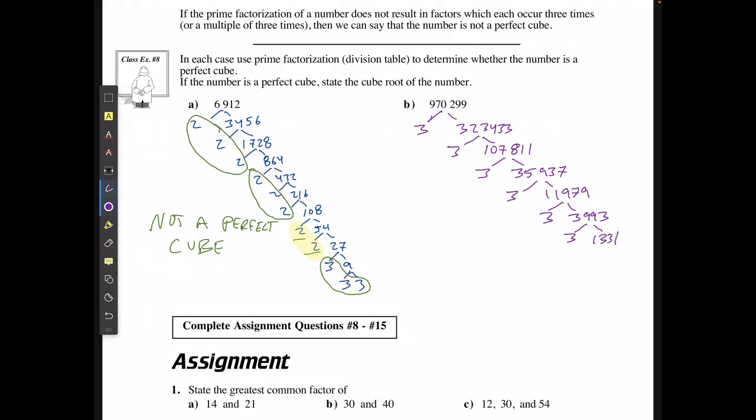Can't divide by 3 anymore. Can't divide by 5. Can't divide by 7. And I get to 11 and 121. And 11 and 11. I have 1 set of 3s. I have 2 sets of 3s and all my 3s are gone. And I have 1 set of 11s and all my 11s are gone. This is a perfect cube.